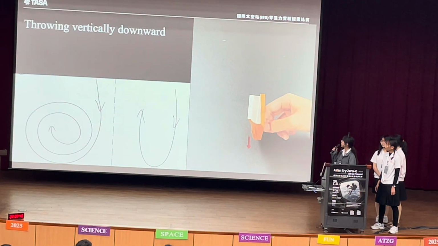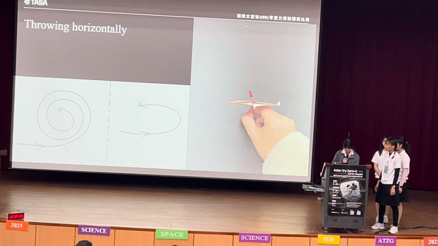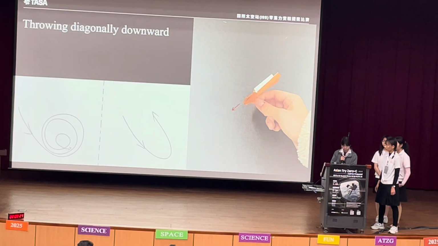When throwing vertically downward, the airplane will fly in a shrinking circular path due to air resistance. Throwing horizontally, the flight path is similar to the vertical throw but in a horizontal direction. Throwing diagonally downward at an angle, the airplane also follows a circular path, usually smaller than when throwing horizontally.